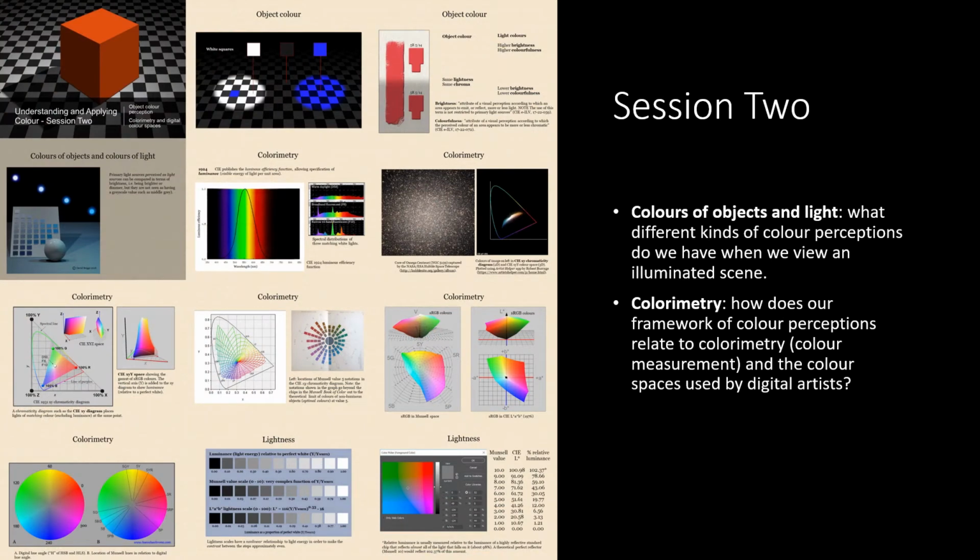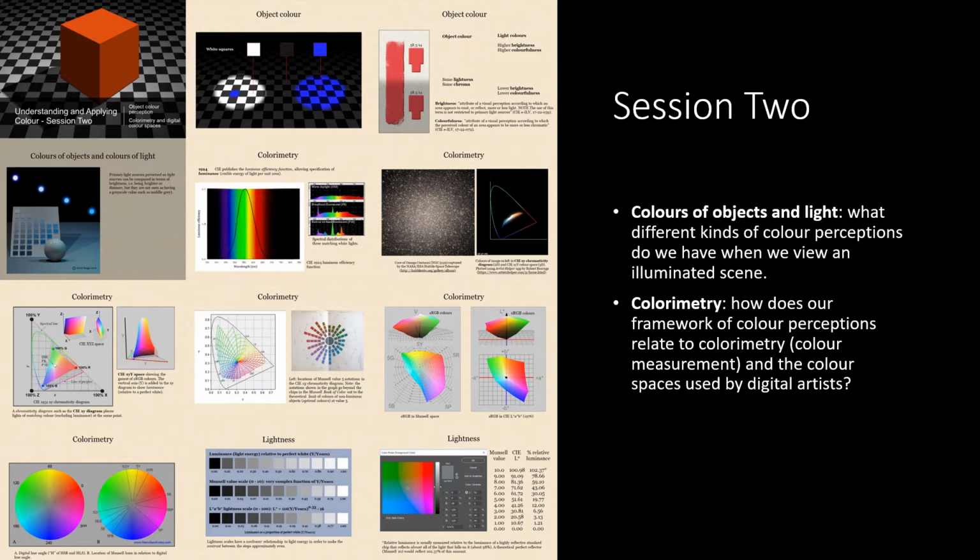So in session 1 we were primarily concerned with colours of objects. In session 2 we think also about colours of light and look at what we actually perceive when we look at illuminated objects.